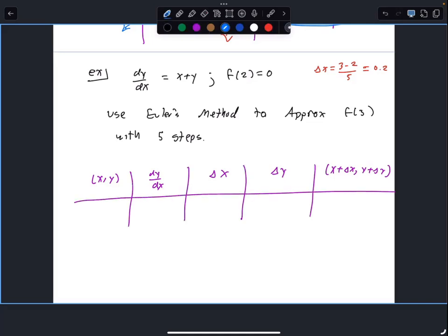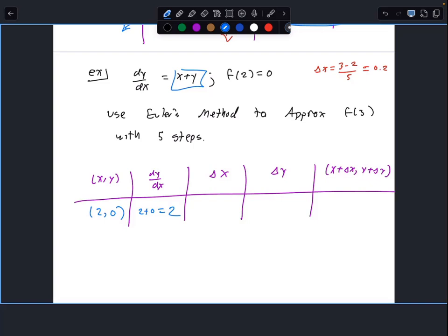So we are starting at what point? 2, comma, 0. We plug x equals 2, y equals 0 into dy/dx. So I'm plugging this point in here. We get 2 plus 0, which is 2. Yes.